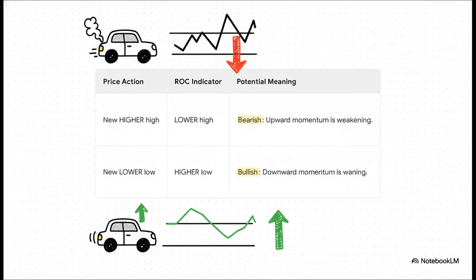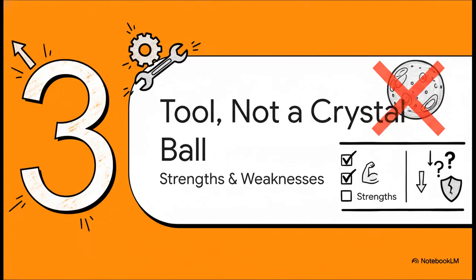And the opposite is true for bullish divergence, where the price hits a new low, but the ROC makes a higher low, suggesting the selling pressure is easing up. Okay, so we've got these really useful signals, but it's so important to be realistic here. The ROC is a fantastic tool, but it is not, I repeat, not a crystal ball.